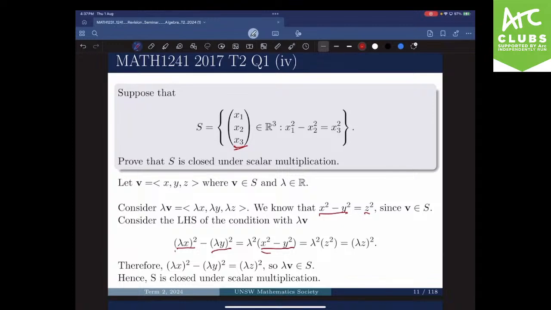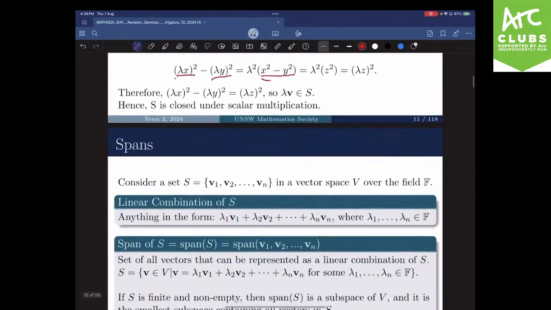And thus we get that this thing squared minus this thing squared is equal to this thing squared. And thus we note that this lambda v is also going to be in S, and we get that our set S is closed under scalar multiplication. So that's generally how you would prove your subspace stuff. So yeah, moving on.